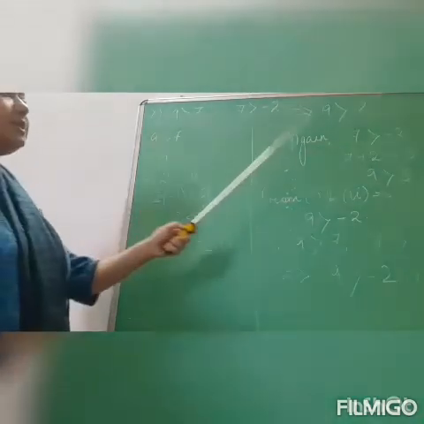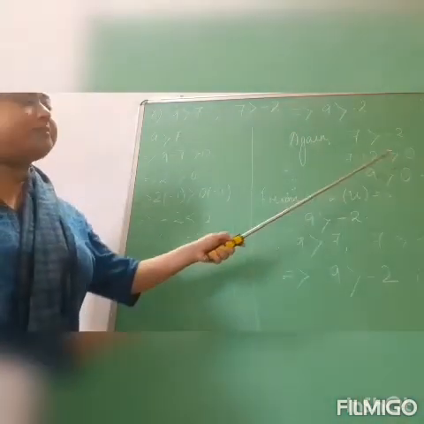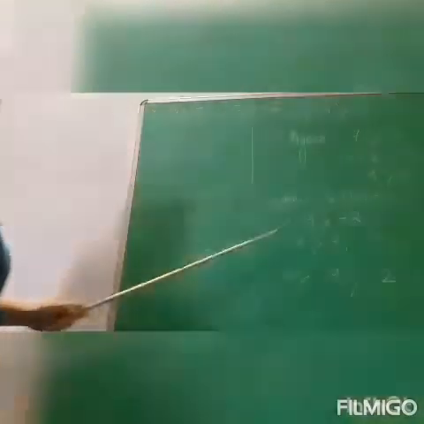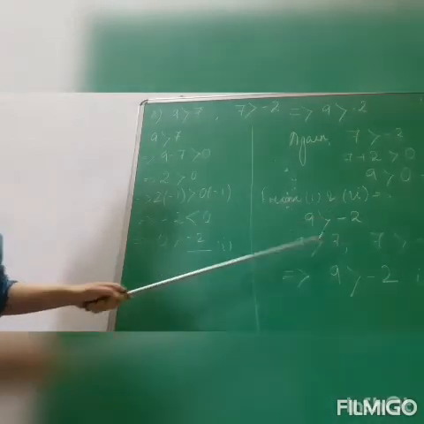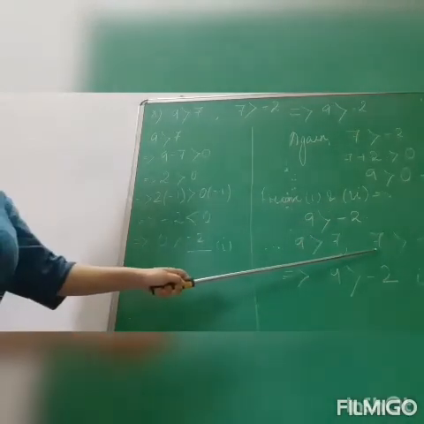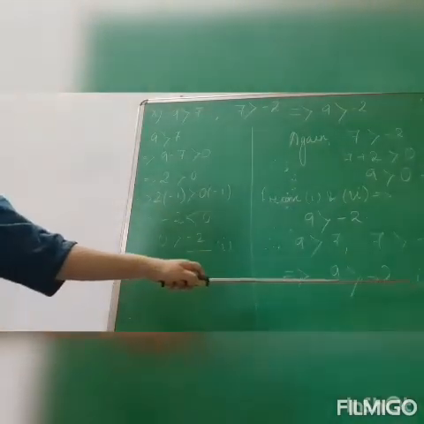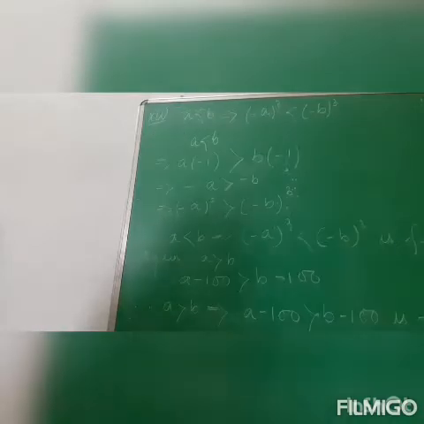Again, next condition is 7 is greater than minus 2. So 7 plus 2 will be greater than 0. That means 9 greater than 0. Keep this one as equation number 2. So from 1 and 2, I can say that 9 is greater than minus 2. Therefore, 9 greater than 7 and 7 greater than minus 2, which implies that 9 is greater than minus 2, is true. Okay. Let us now move on to the next sum.